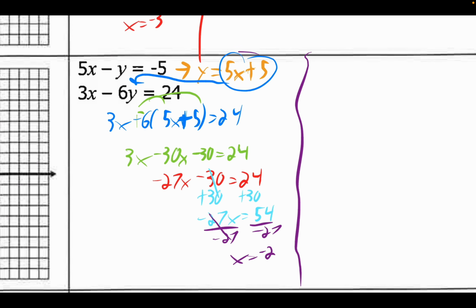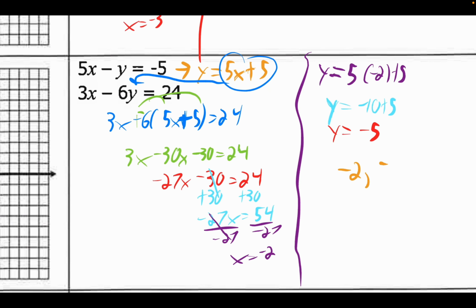Plug this into my newest equation. Any equation would work. And I get y equals 5 times negative 2 plus 5, which is really just y equals negative 10 plus 5, resulting in y equals negative 5, which is the exact same answer we got previously when we solved by graphing, of negative 2 comma negative 5.